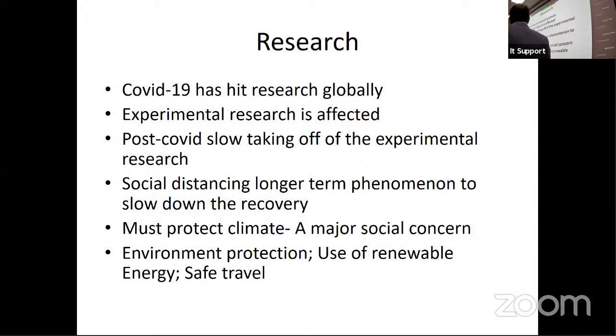In fact, research has been very badly hit. COVID-19 has hit research globally, particularly experimental research, which has been very badly affected, and now I think people are coming out. Post-COVID, experimental research is slow in taking off. It will take off, but very slowly. Social distancing, a longer-term phenomenon, will slow down the recovery. We must protect the climate, and this is a major social concern. Similarly, we must protect the environment. Use of renewable energy and safe travel are going to be a very, very important part as we restart our life, as we restart our research.